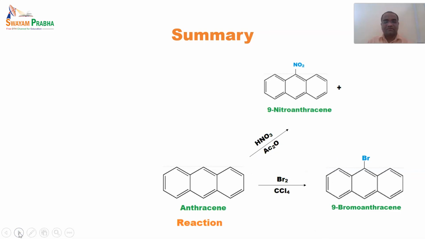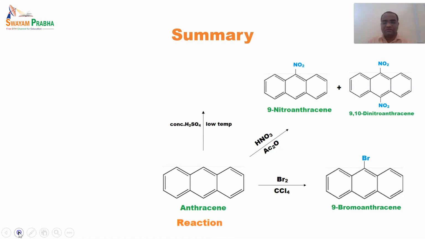After that, we have seen nitration. In case of nitration, we get dimers, that is one with a mono substitution at the 9th position and second at the 10th position, 9 and 10, and this reaction is carried out in acetic anhydride.